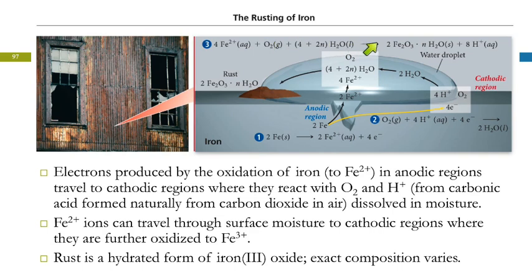Yeah, that's up here. And so then you're forming this iron 3 hydroxide, and it's a hydrate. It has some water molecules associated with it. So the rust that you see is actually a hydrated form of iron 3 oxide. You can't really just say, okay, this is the chemical formula for rust, because there are lots of different varieties of rust.